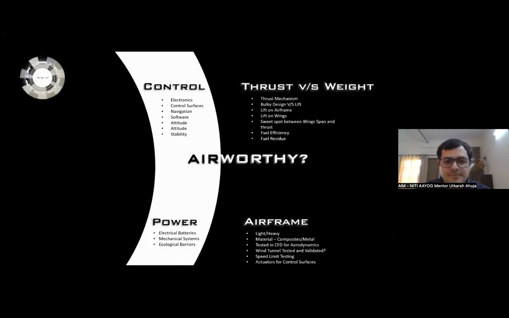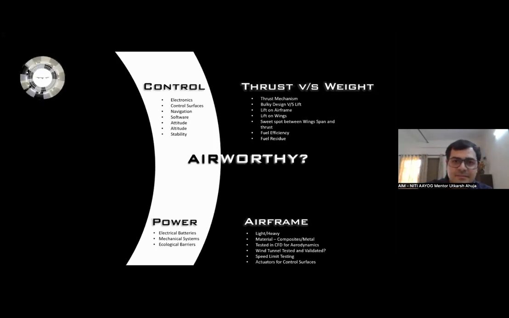In case of power, what electrical batteries are you using? What is the C rating of those? Are your batteries puffed up? Are your batteries tested before flying those systems? Have you tested your motors with those batteries? All of those questions come to mind.